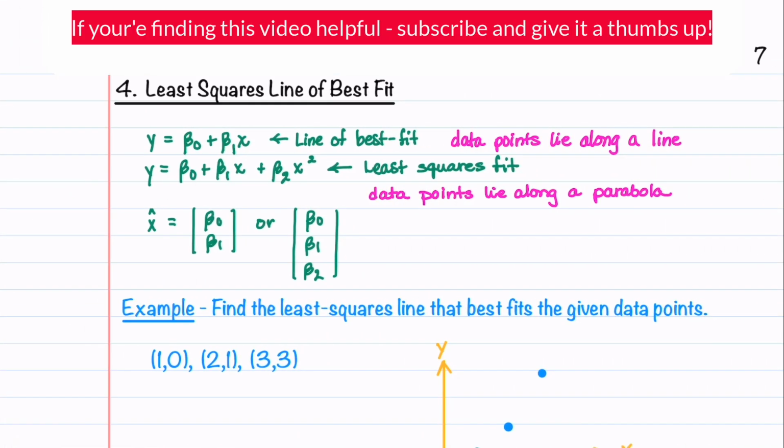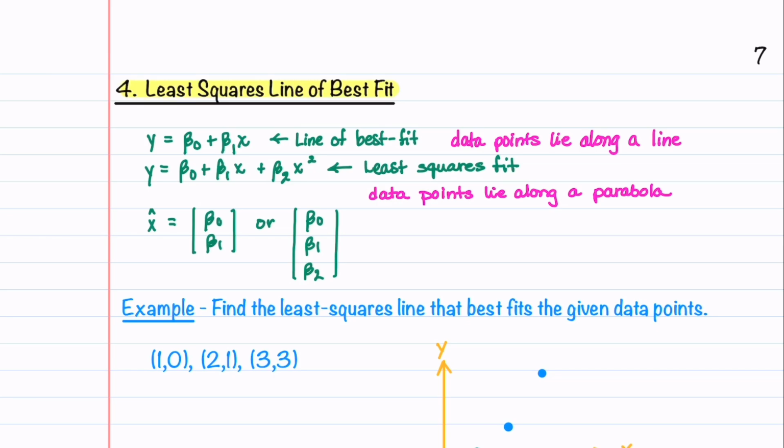Let's now look at how to find a least squares line of best fit. If we have a set of data and those data points lie along a line, our line of best fit can be written as y is equal to beta 0 plus beta 1 times x. If our set of data points lie along a parabola, our least squares fit can be written as the parabola y is equal to beta 0 plus beta 1 x plus beta 2 times x squared.